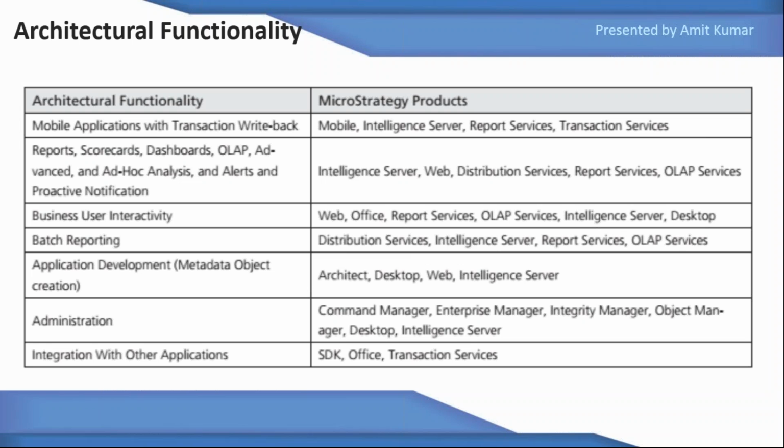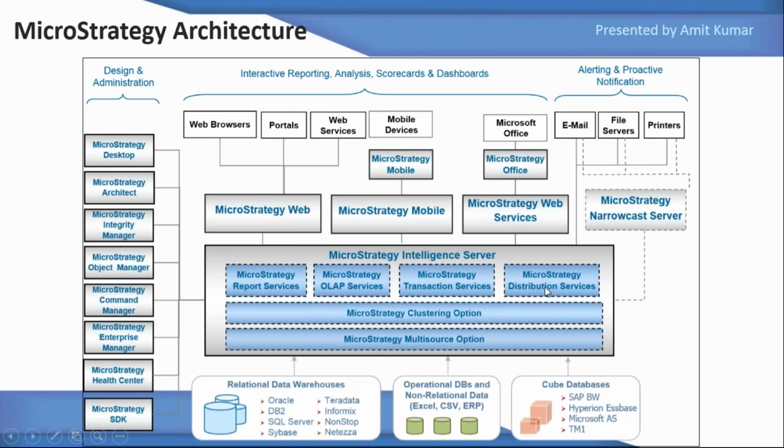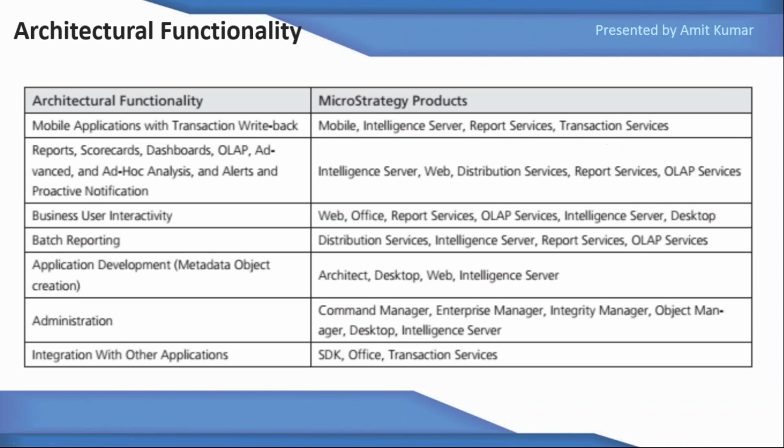Distribution services, intelligence server, reporting services, OLAP services. This is for batch reporting. Batch reporting means distribution services, which is connected with Narrowcast. In the morning, you would be getting n number of mails, say to 100 users, and n number of SMS, say to 1000 users. That batch processing would be done by distribution services. You have to fix the time. At this particular time, the server will execute that distribution service. It will get the data from your server, replicate it, and broadcast it.